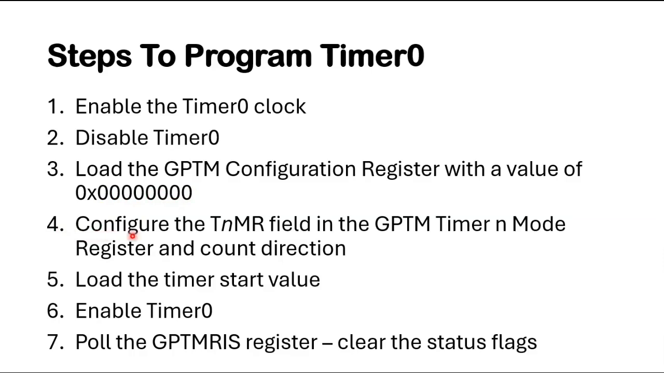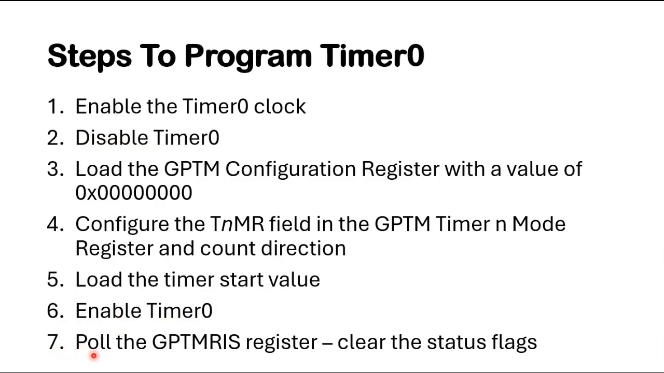And then step 4, configure the TNMR field in the GPTM timer N mode register, and then set the count direction. So the two things here: set this field and set the count direction. And then step 5, load the timer start value. And step 6, enable timer 0. In step 2 we disable it, and in step 6 we enable the timer.